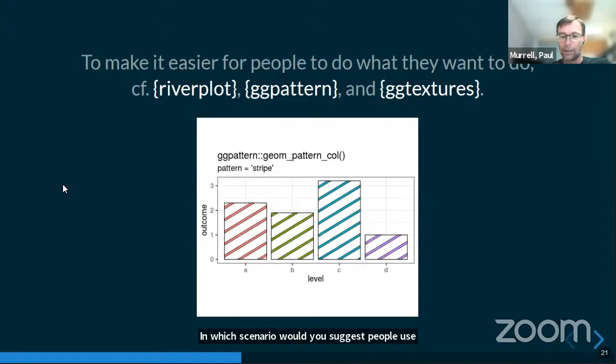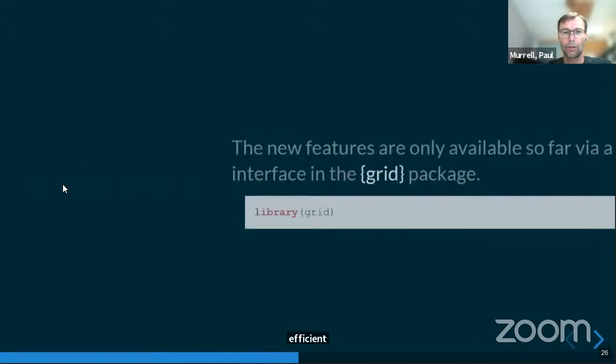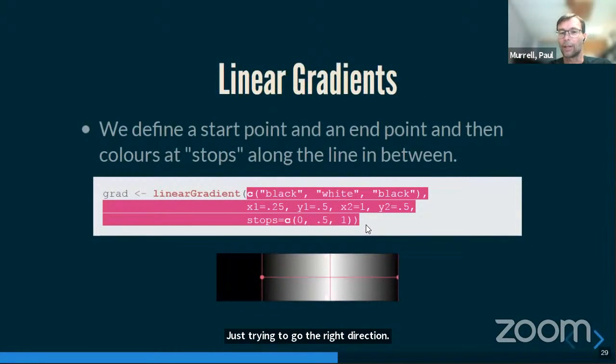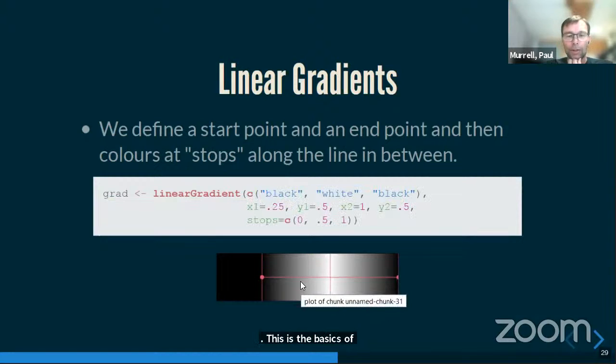The linear gradient is potentially more efficient, because all you're basically saying is, I'll just try and go in the right direction. It's almost as small as you could get the information to just say, this is the basics of what needs to happen, and then all the details are done by the system. In some cases, you could express that quite simply with a raster grob as well.